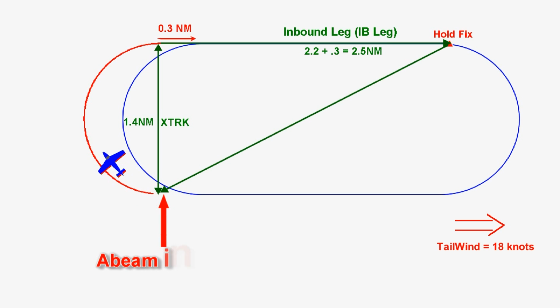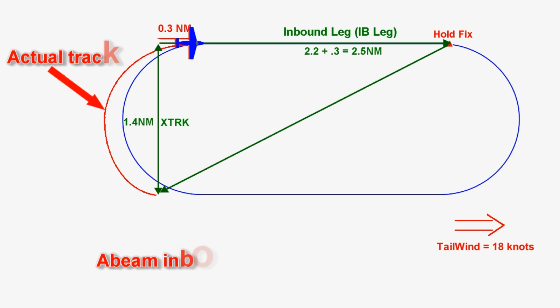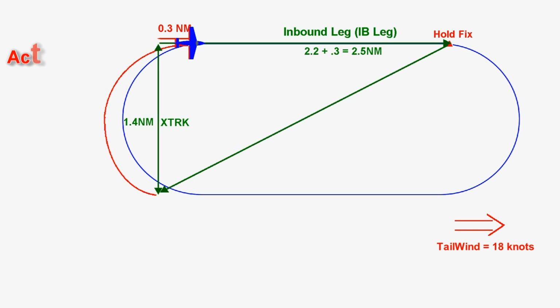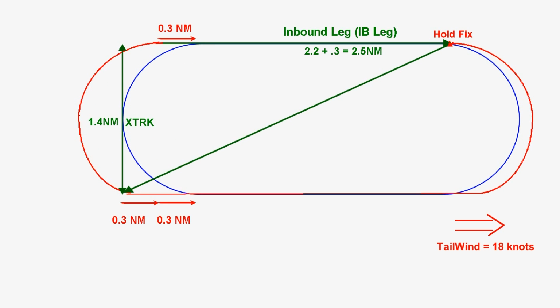Just as in the previous case, if you start your turn from the outbound leg abeam the start of the inbound leg, you will drift along a path like this and wind up back at the original 2.2 nautical miles. Therefore, we must extend the outbound leg exactly twice as much as the inbound leg. In this case, that means 0.6 miles.